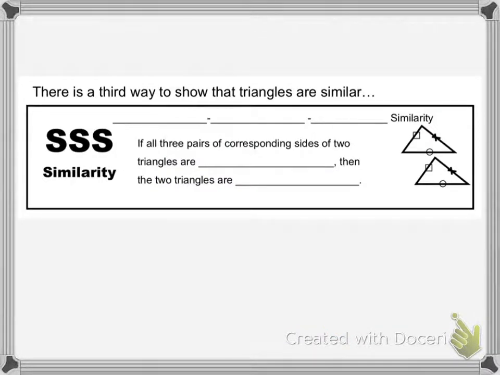The third theorem that shows that triangles are similar, so like our third shortcut, is the SSS similarity theorem, which stands for side, side, side. So you don't have to know anything about the angles. All you need to do is show that you've got three pairs of corresponding sides that are proportional. So if you can show that, then you can say with certainty that these two triangles are similar by SSS similarity.